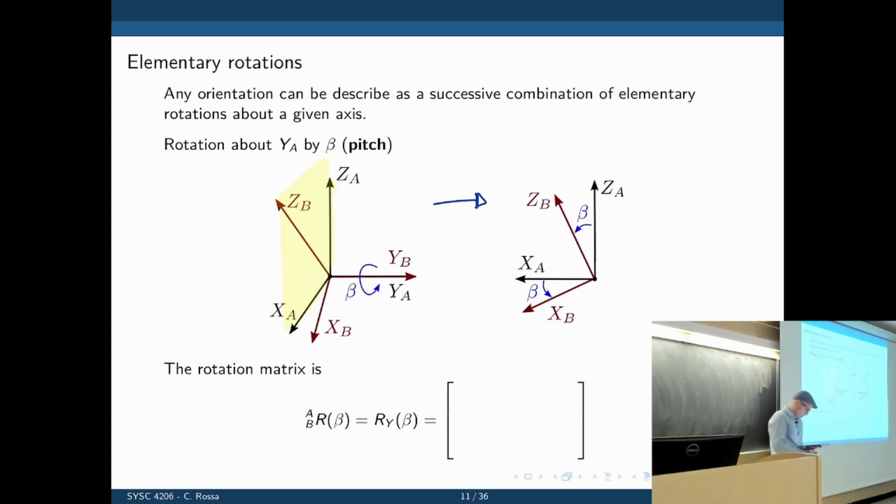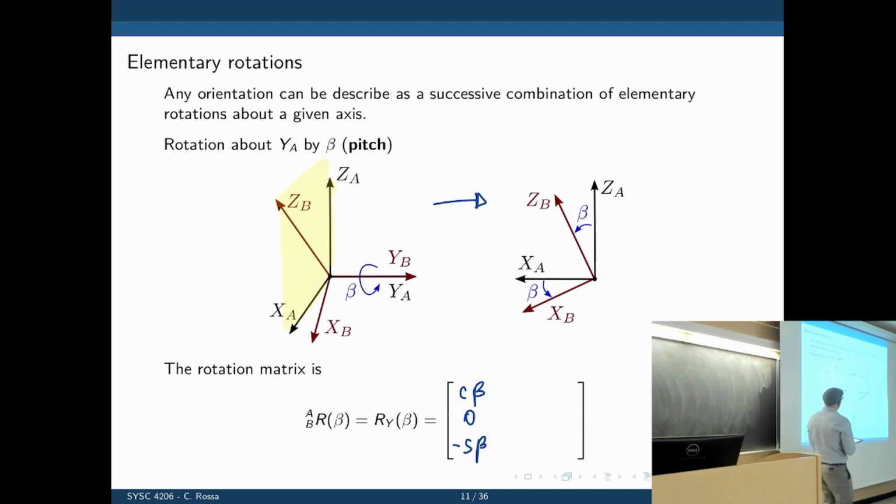So let's do the same now. XB onto XA, what is it? Cosine beta. XB on YA. Everybody see that that's 0? Yeah? Now XB on ZA. Negative sine of beta. Yeah? Negative sine of beta.